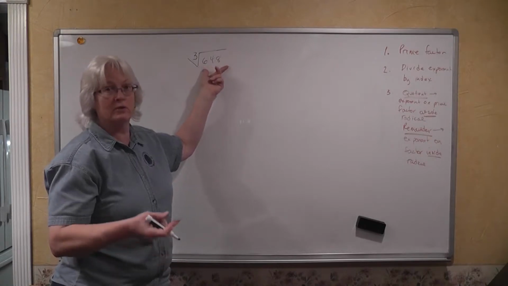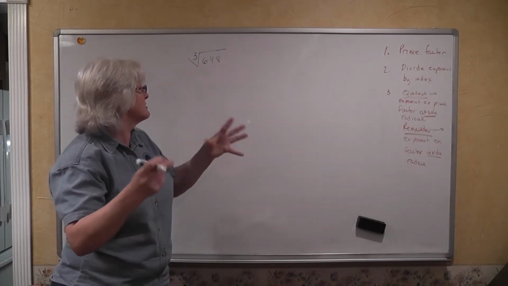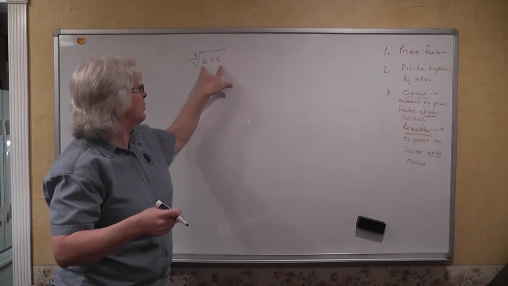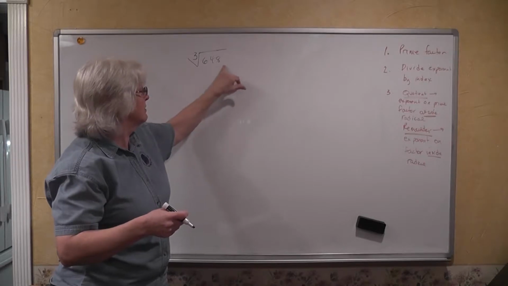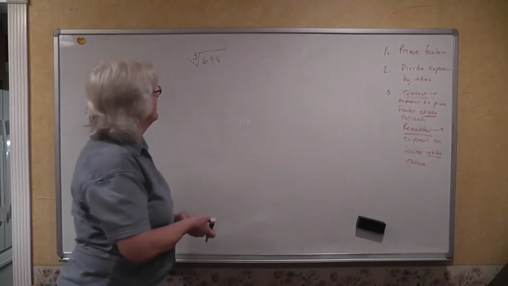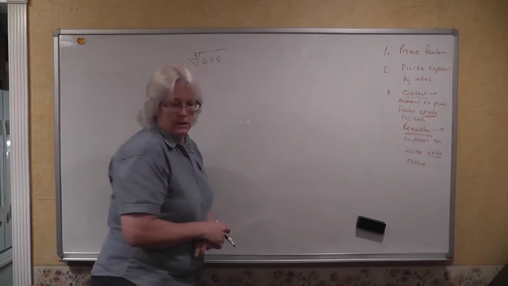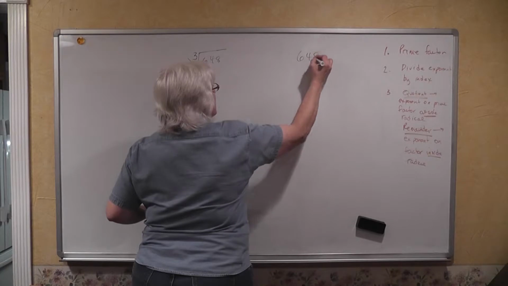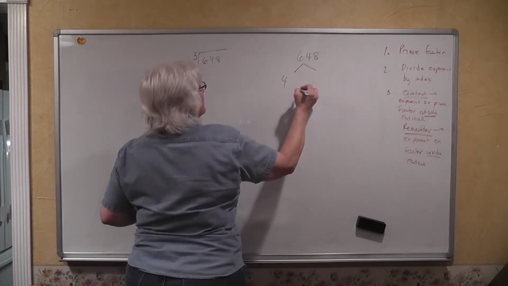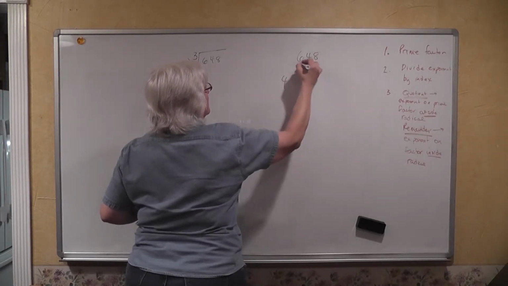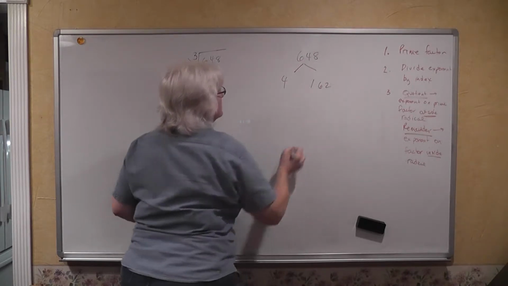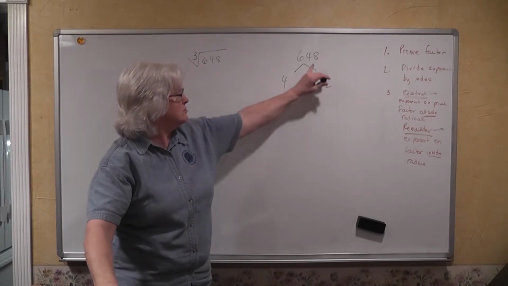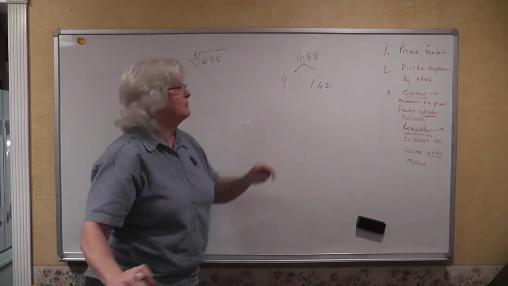Right away I'm looking for something that I can break this apart into pretty easily. I know that it's going to be divisible by 4 because the last 2 digits here, 48, is divisible by 4. So let me see if I want to do factor tree division. I have 648. I have 4, and I'm going to have 162. Let me make sure this is right. 4 times 2 is 8. 4 times 6 is 24, and carry 2.